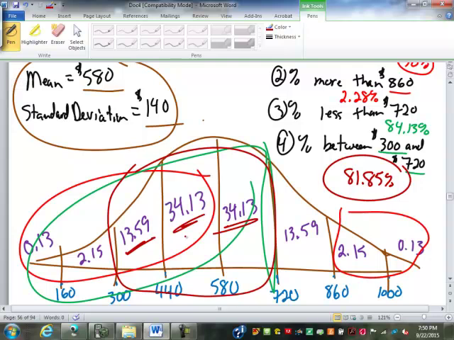How many of you had all 4 of those right? I had at least 3 of those right. How many of you have no clue where those 4 percents came from? Do you want me to go over that again?